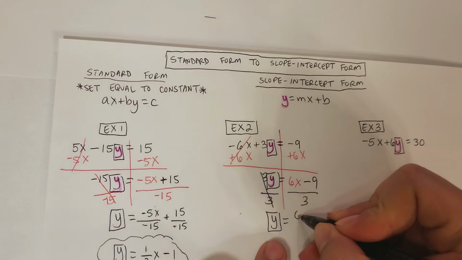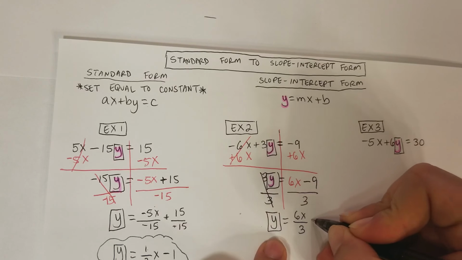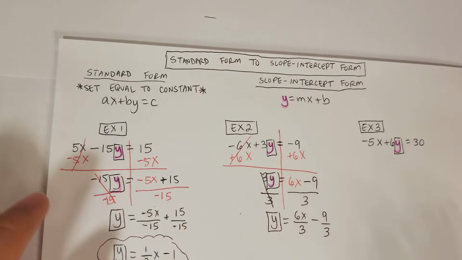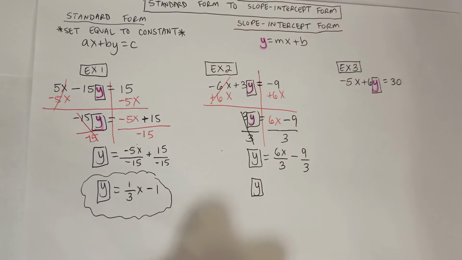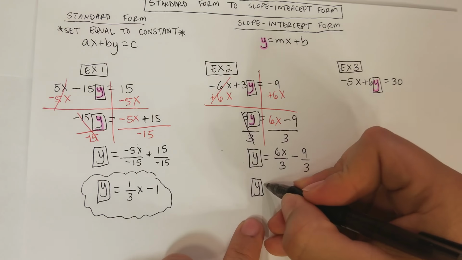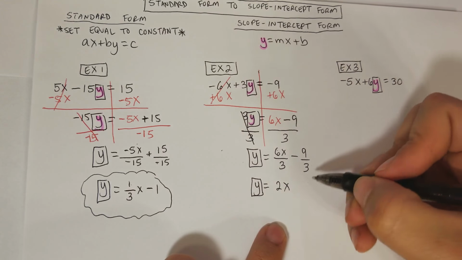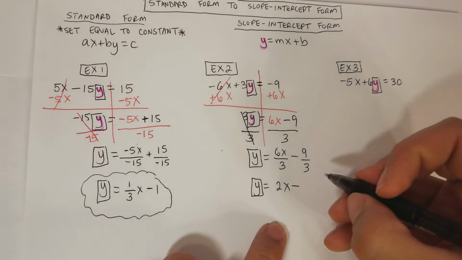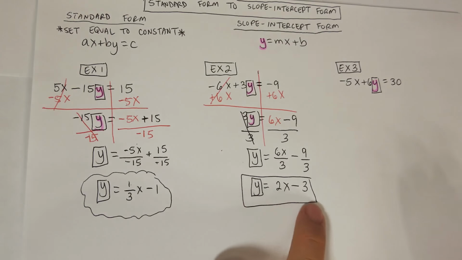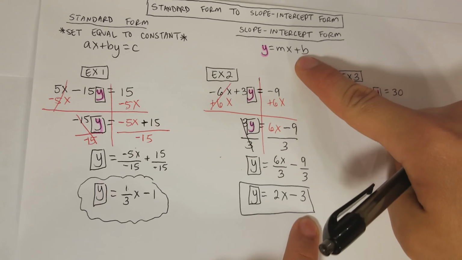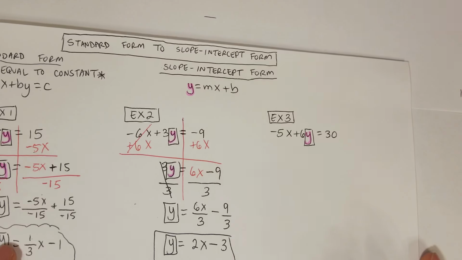So again, I'm going to split it up into two fractions. 6x divided by 3 minus 9 divided by 3. Two different fractions, which will make our life easy for simplification. All we got to do now is simplify. 6 divided by 3 gives me 2. So y equals 2x minus 9 divided by 3 gives me 3. So our final answer is y equals 2x minus 3, which is slope-intercept form because the y is by itself.